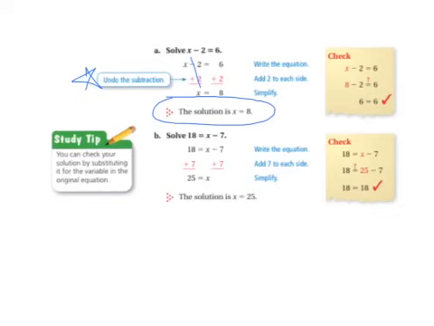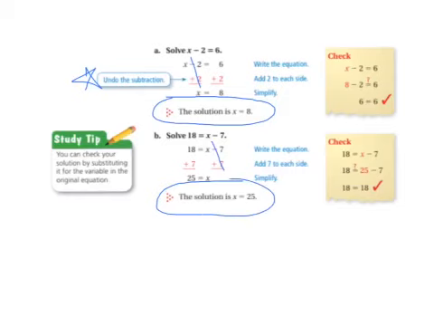Let's take a look at letter B. Solve for 18 equals x minus 7. So again, we want to get x by itself, so I need to get rid of the minus 7. The opposite of minus 7 is plus 7, so I'm going to add 7 to both sides. Negative 7 plus 7 eliminates each other, leaving you with x on one side of your equation. 18 plus 7 is 25, so our solution is x equals 25.